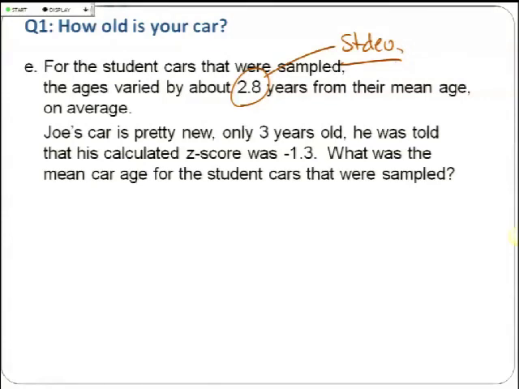His z-score turns out to be negative 1.3. His z-score is negative 1.3. And how do you find a z-score again? You take the observation, which was 3 years old, minus the mean, which we don't know yet, over the standard deviation. And we're asked to find the mean.